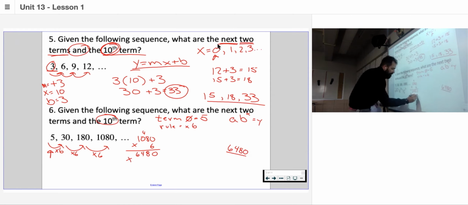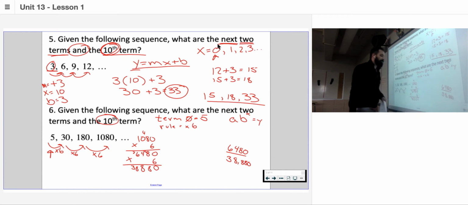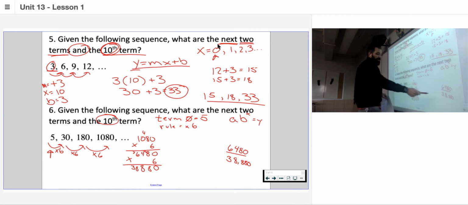Got to find the one after that. Multiply it by 6 again. 6 times 0 is 0. 6 times 8 is 48. 6 times 4 is 24, plus 4 is 28. 6 times 6 is 36, plus 2 is 38. So our next term is 38,880. We need our 10th term, which obviously is going to be really big. If this is our next one, that's term 5, 6. We've got to go all the way up to 10.